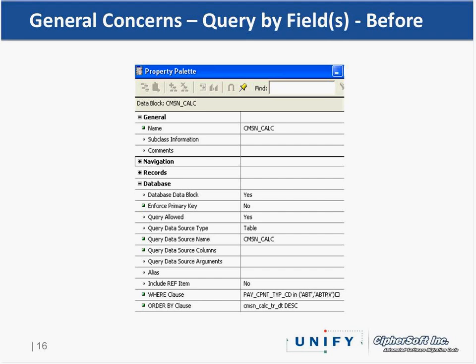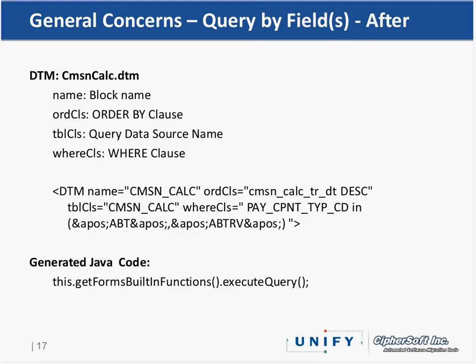Another area of general concerns is query by fields. As you know, in Oracle Forms, the user can query based on data entered in multiple fields on the form, and they can include wildcards. And this is all supported in the Exodus conversion. This example shown is the Oracle Forms data block, and you can see all the block properties displayed. I'm going to go to the next slide where you can see the resulting generated code. And note that we're including an order by clause, and the filter is on the pay CPNT column, matching whatever value the user entered in the field.